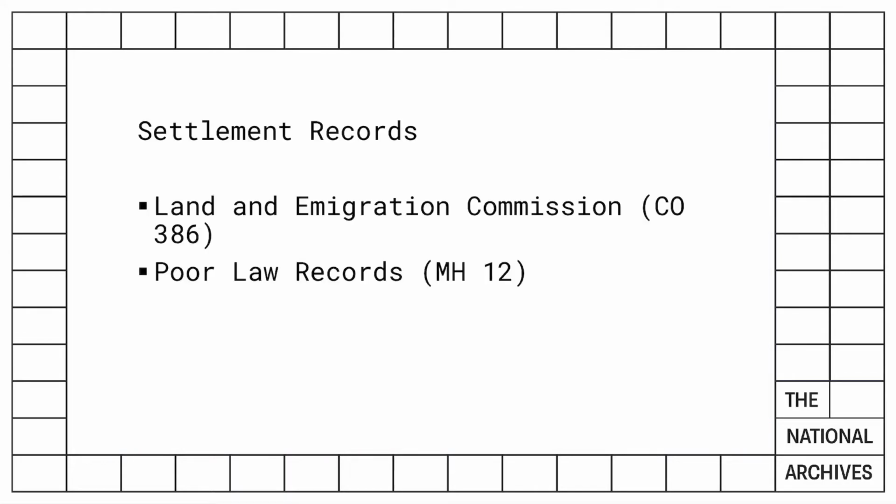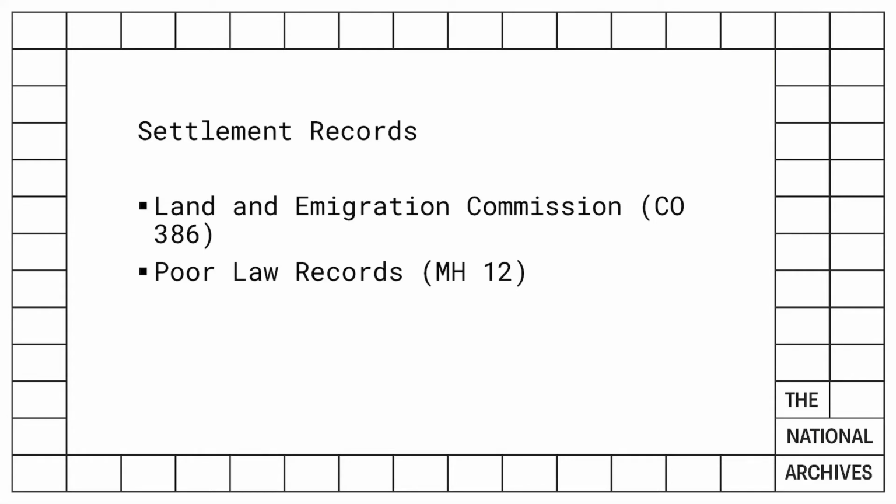So let's move on to settlement records. The Land and Emigration Commission was established in 1833 to promote and foster emigration from the UK to the colonies by providing free passage and land grants, and similar incentives were offered by poor law unions in the UK to migrate out of parishes those requiring poor law relief.